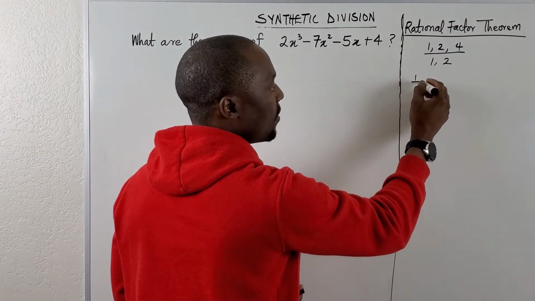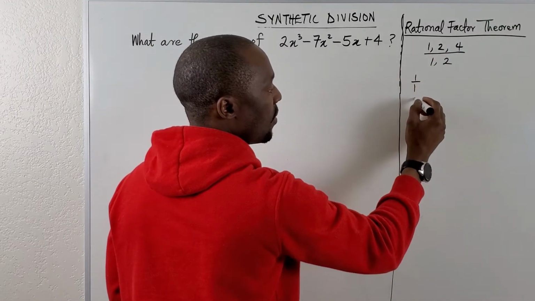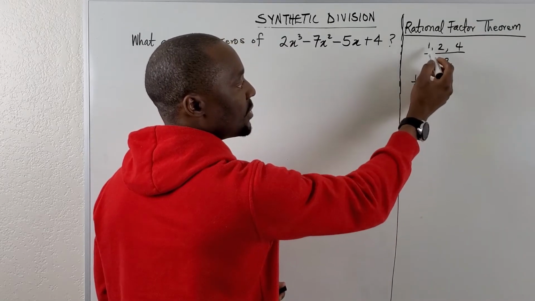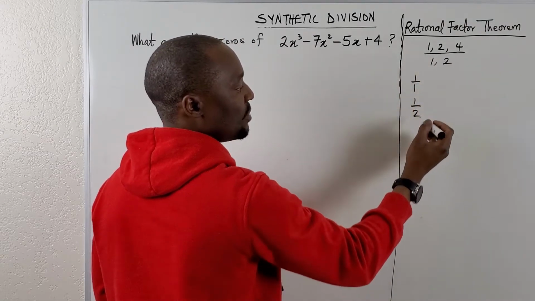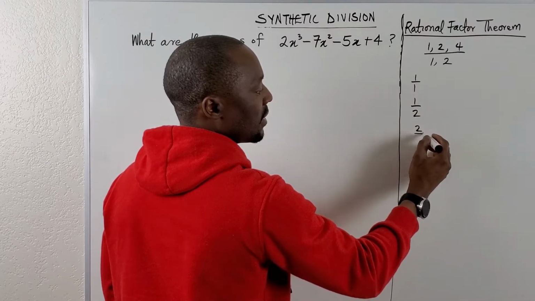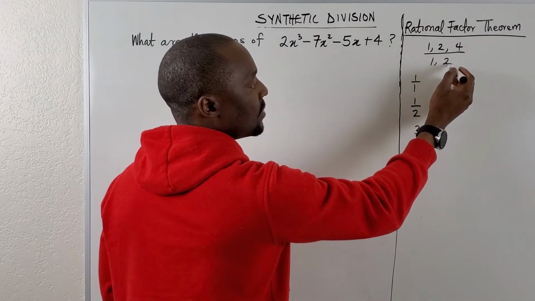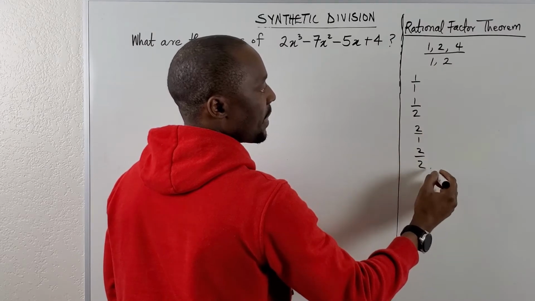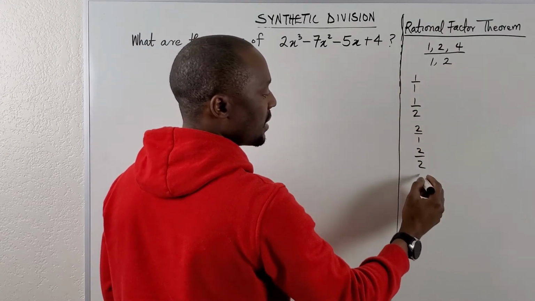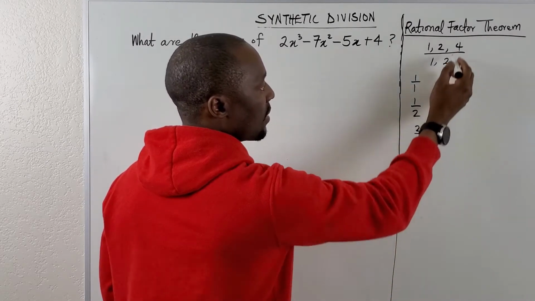It has to be 1 over 1, or 1 over 2. Those are the two options I have with this. With this, it has to be 2 over 1 or 2 over 2. And it has to be 4 over 1 or 4 over 2.